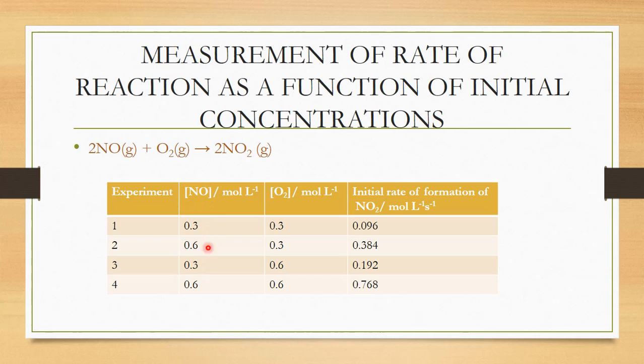Now in the other experiment, we kept the concentration of NO the same, 0.3, and doubled the concentration of oxygen from 0.3 to 0.6. And then we observe the rate also becomes doubled. Can you see here? Doubled. Means on doubling the concentration of oxygen, rate becomes double. It means rate is directly proportional to the concentration of oxygen. Rate was proportional to the square of the concentration of NO, but it is directly proportional to the concentration of O2.